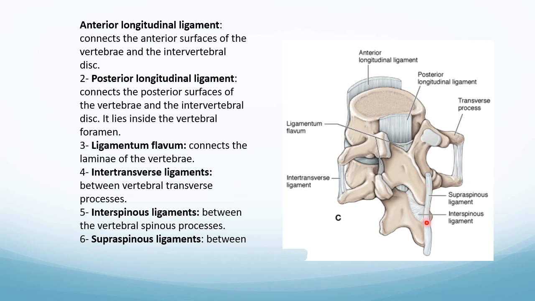Between the tips of the spines there is a ligament connecting the tips of the spines together called the supraspinous ligament. Between the spines and each other there is another ligament called the interspinous ligament. Between transverse processes there is the intertransverse ligament. Between the laminae together there is the ligamentum flavum. Flavum means yellowish in color in Latin.